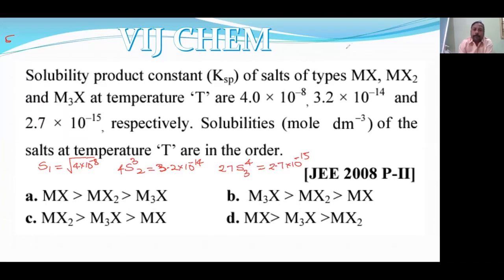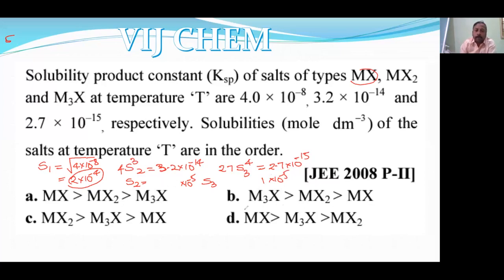Here, see, this is of AB2 type. The first one is AB type, therefore S will be the square root of 4 into 10 to the power of minus 8, that means 2 into 10 to the power of minus 4. Here S2 will be 4. Like that you can calculate S2, like that you can calculate S3. Solubility will be more over here. Here if it is cube root also, it will be 10 to the power of minus 5 somewhere, but it will be 1 into 10 to the power of minus 5.